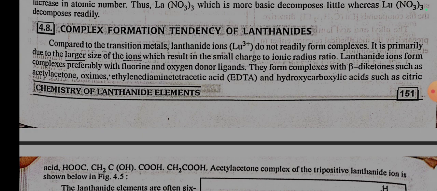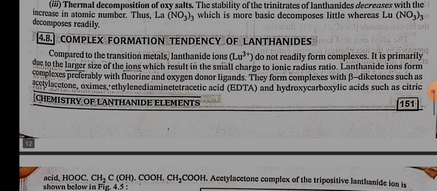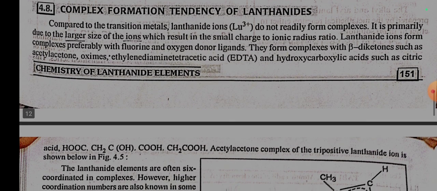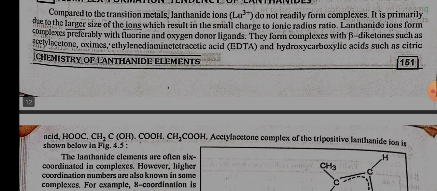Complex formation tendency of lanthanides. Compared with the transition metals, lanthanide ions do not readily form complexes. It is primarily due to the larger size of the ions, which results in a small charge to ionic radius ratio. Lanthanide ions form complexes preferably with fluorine and oxygen donor ligands.